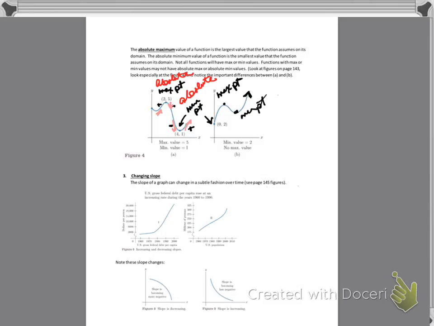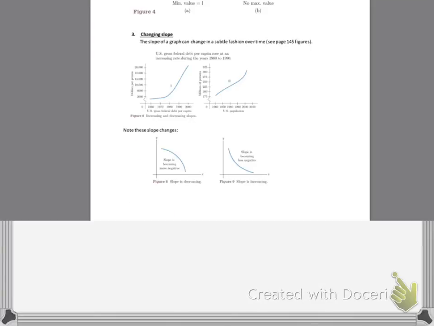So a little bit about absolute and relative. Every absolute max is a relative max as well, but not every relative max is an absolute max. So things to think about. Our next topic is going to be the changing slope, and this is an area of confusion for many. So we have to be exact in how we term slope changes. So we'll do that on the next page.